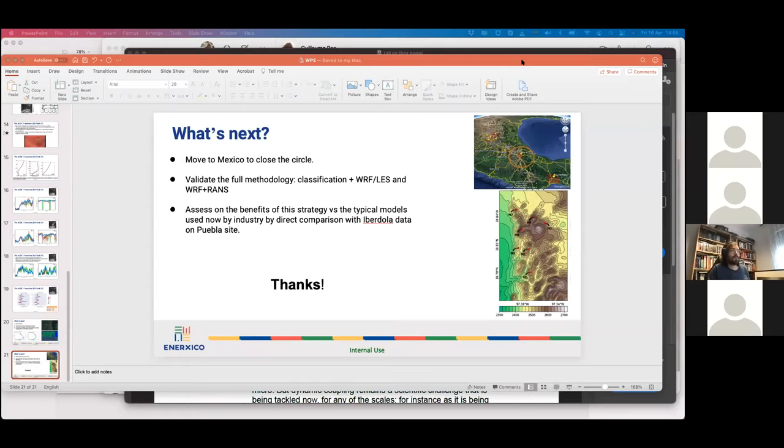And the first question was, do you expect some gain in computing time if you did not rely on WRF, but decided to force the microscale? Sorry, because somebody changed.